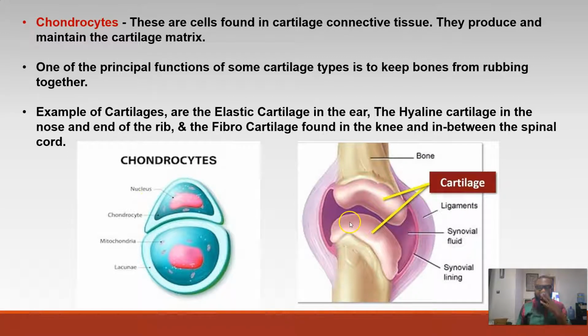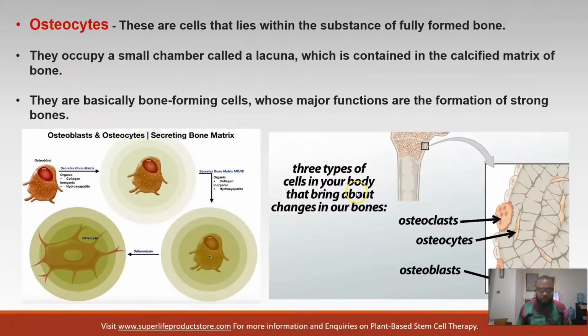Honestly, without this cartilage, nobody can actually stand and walk, right? So it's a very important cell type in the body. And then we have the osteocytes. These are cells that take care of formation of bone, right? So we have the osteoclasts, the osteocytes, the osteoblasts. All of these are cells within the bone that aid in bone formation. So this too is a very important cell which mesenchymal stem cells differentiate into.